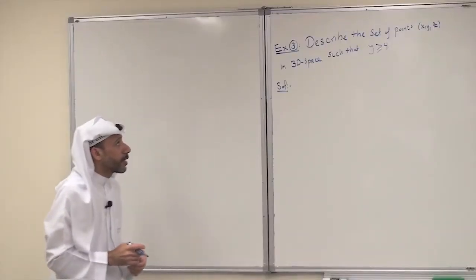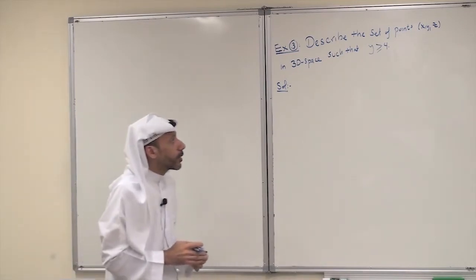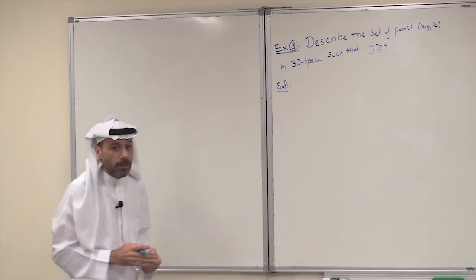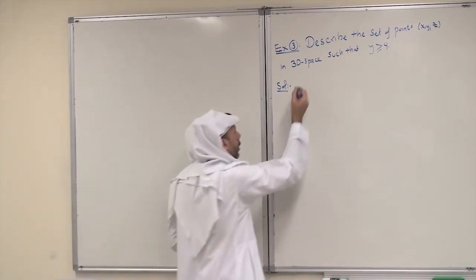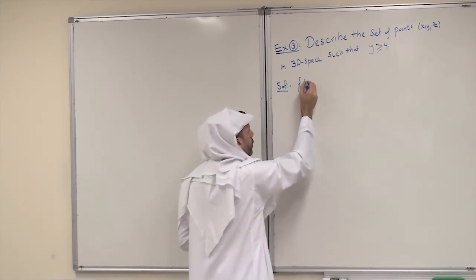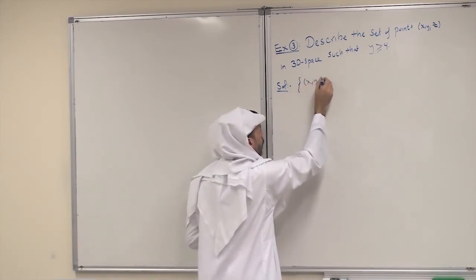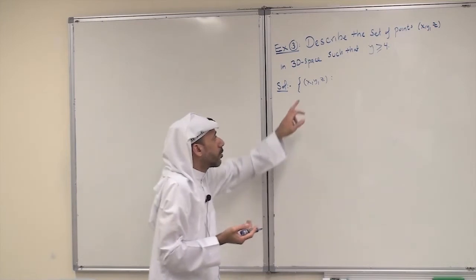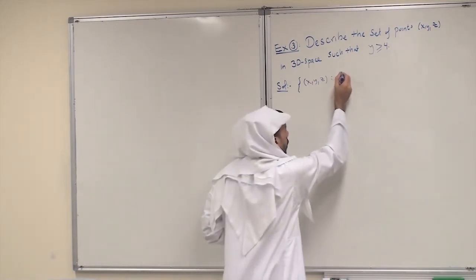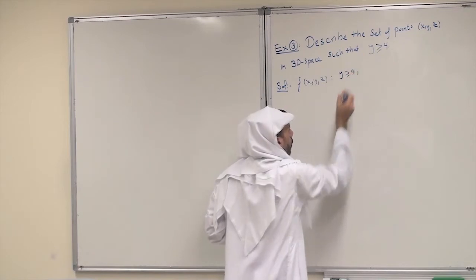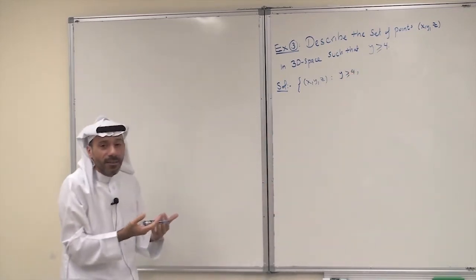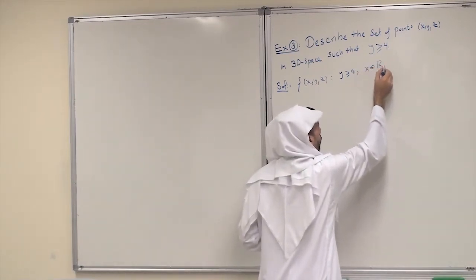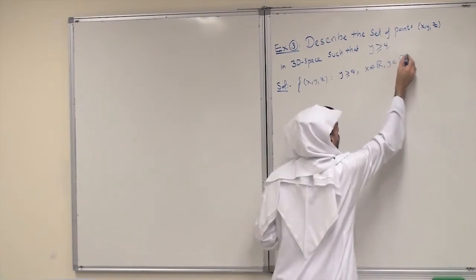Now we consider the third example. Describe the set of points x, y, z in a 3D space such that y is greater than or equal to 4. In set notation, it is the following set. We need to describe this set X consisting of the points x, y, z in space. What are the conditions on x, y, and z? Well, y is greater than or equal to 4. What are the conditions on x and z? They can take any real number.